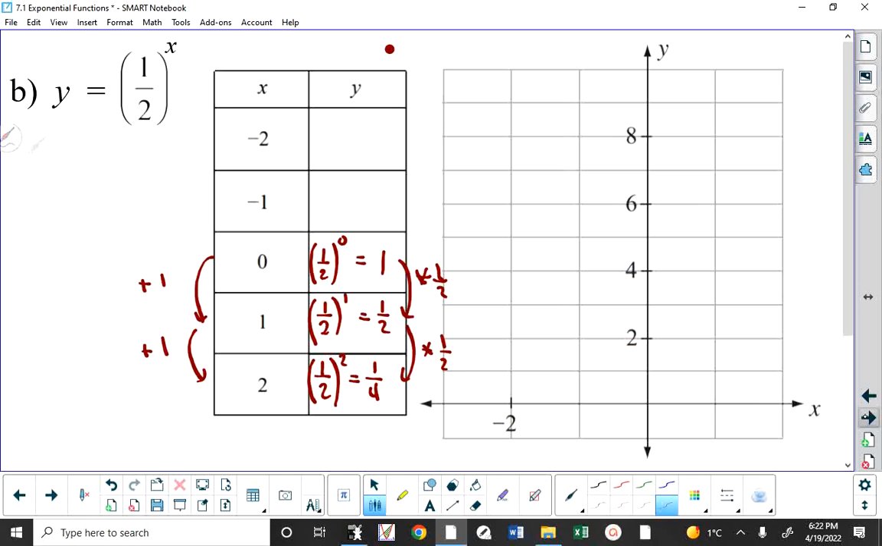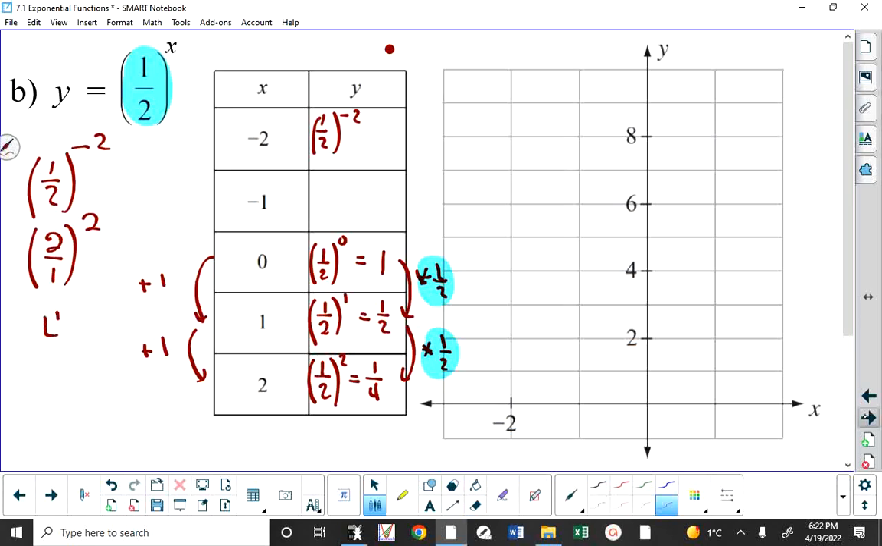The significance of that, really important, is that the base of the exponential function is the thing that y keeps getting multiplied by. If you were to take 1/2 raised to the -2, let's see, on scrap paper, 1/2 raised to the -2 means take the reciprocal of 1/2 to the +2, which gives you 4. 1/2 raised to the -1 is 2. We're still multiplying by 1/2 each time x goes up by 1.